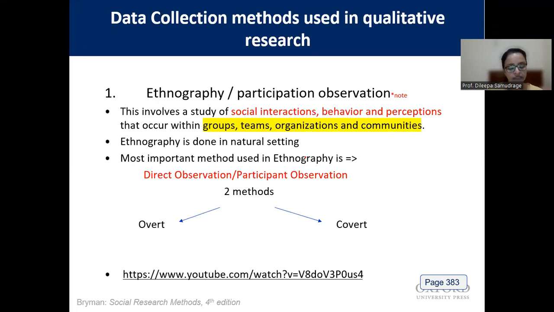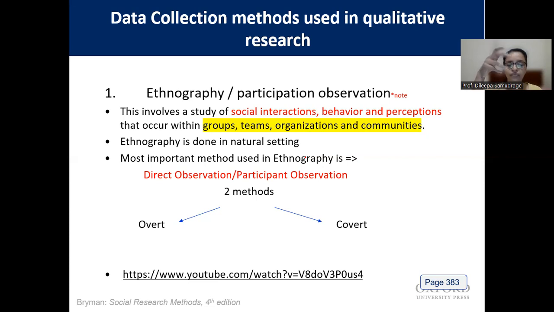So you tend to do ethnography when you are not clear about what is happening, or in areas that are unusual, under-researched, or novel, right? So you do ethnographic studies, right?